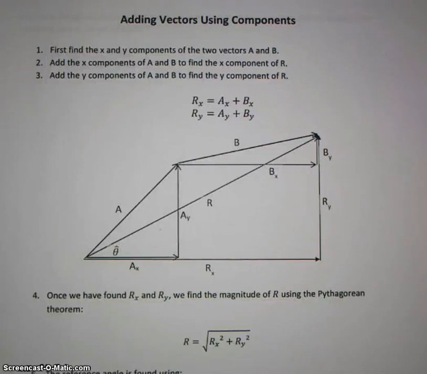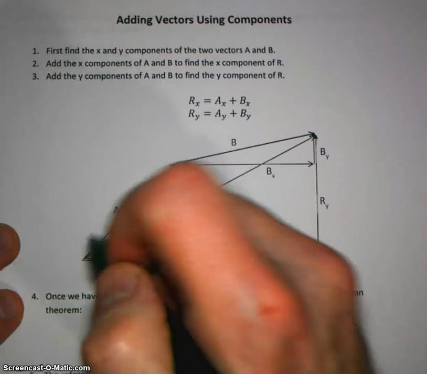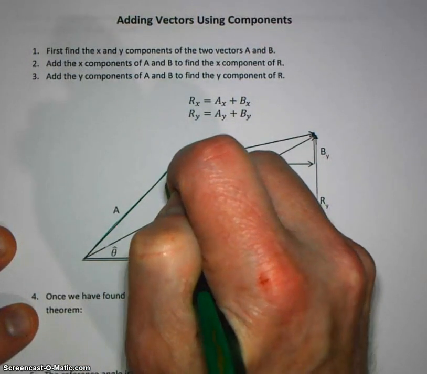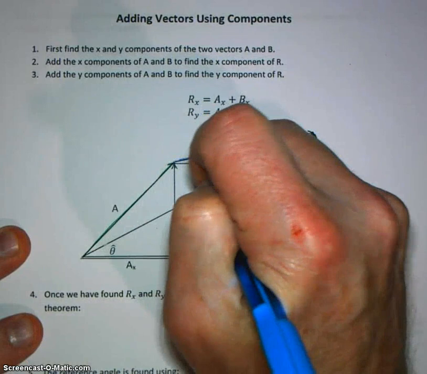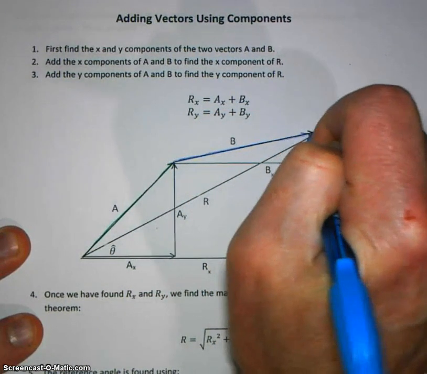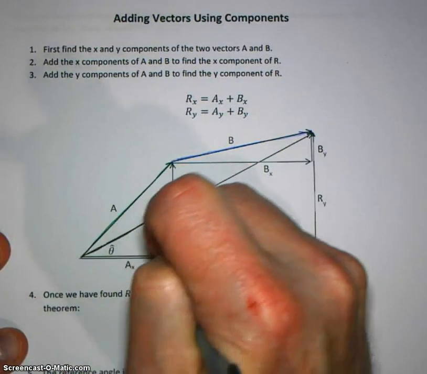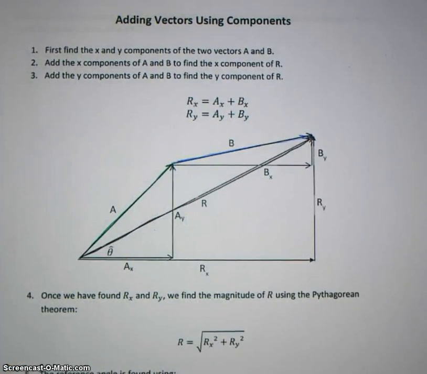All right, so section 9.3, we're finally ready to talk about how do we actually add two vectors. You'll remember a few days ago we talked about drawing vector A and then putting vector B on its tail, like so, and that gave vector R. So our big question today is, how do we find vector R?